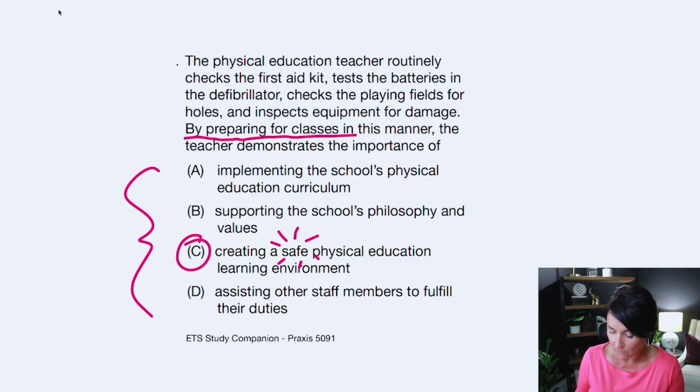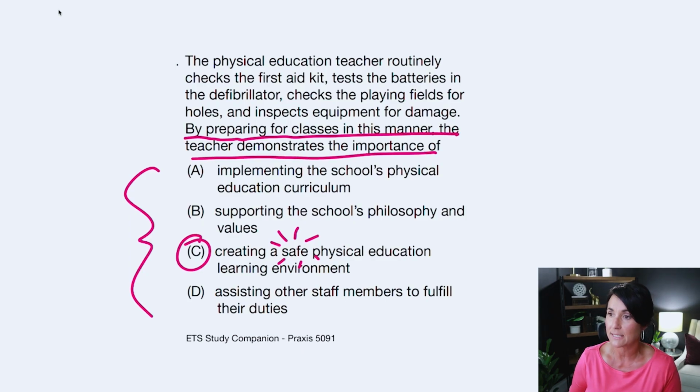Remember, I'm always working backwards, so the next thing we're going to look at is this here. By preparing for classes in this manner, the teacher demonstrates the importance of, well, I still think it's C. Let's read the whole question. The physical education teacher routinely checks the first aid kit, tests the batteries in the defibrillator, checks the playing fields for holes, and inspects equipment for damage. What is the teacher doing, basically?